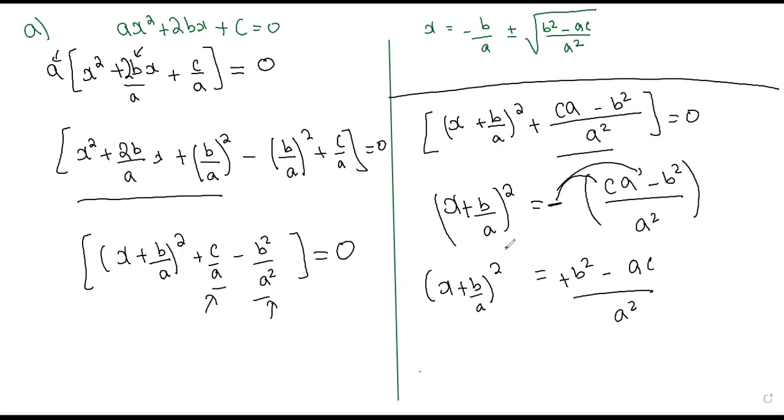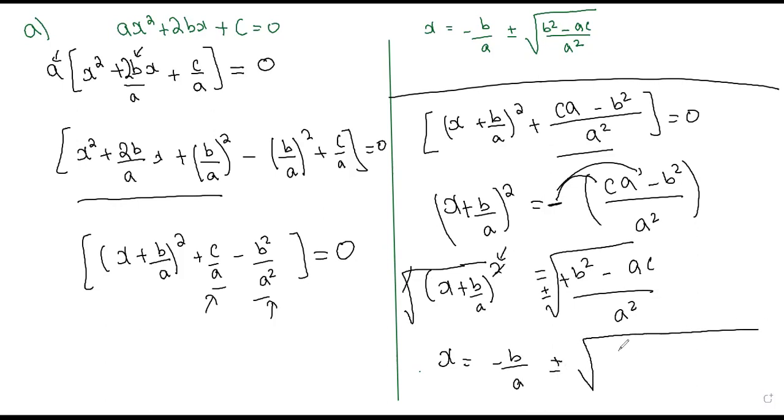And now I need to get rid of the square, so I'll be taking the square root on both the sides. With the plus minus sign, this would be cancelled. And finally, I will get x equals minus b by a plus minus the square root of b squared minus ac, over a squared. Yes, this is how we solve it. So this is the first method.